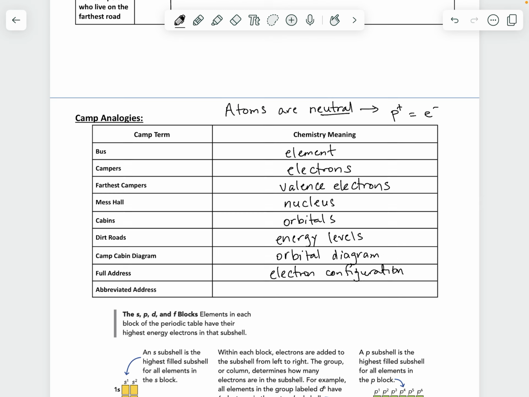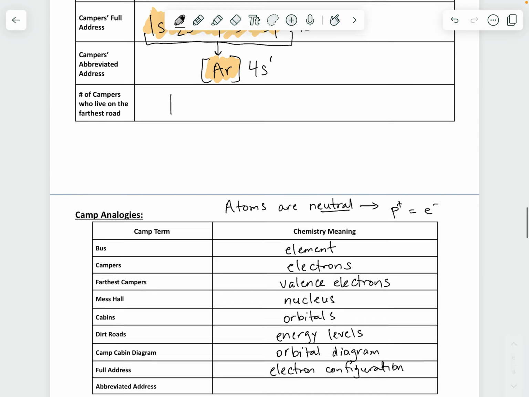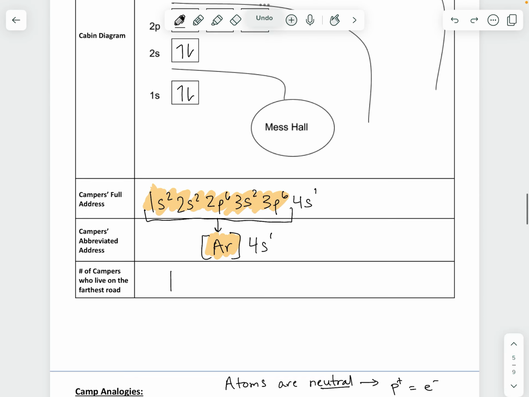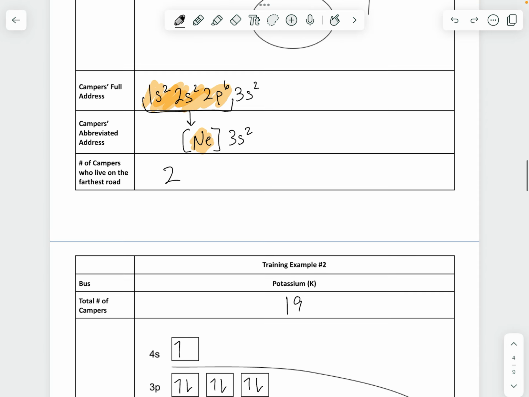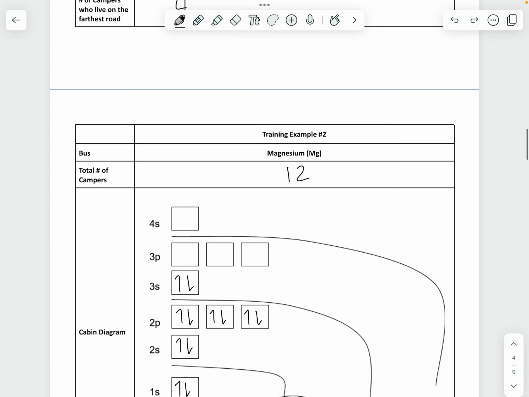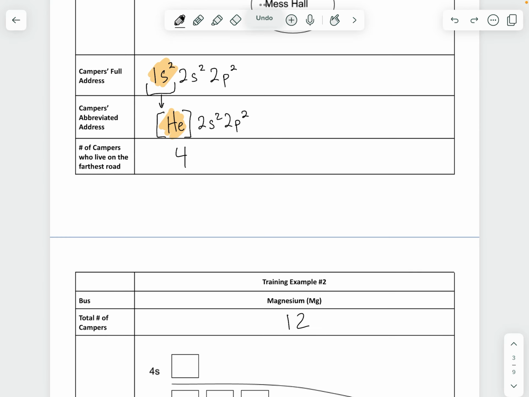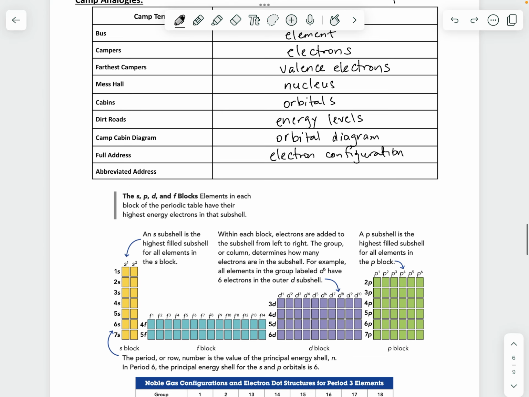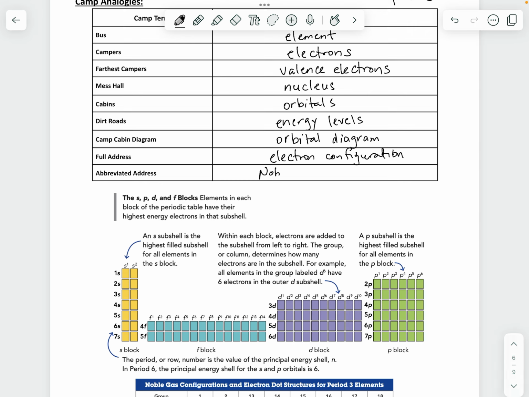And then we have the abbreviated address. And what you'll notice is all of our abbreviated addresses begin with a noble gas, because our noble gases are what mark the ends of our periods. And so what we do is we say that the abbreviated address is called the noble gas configuration.